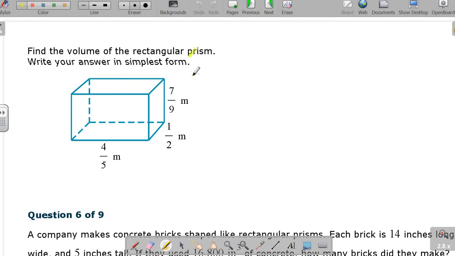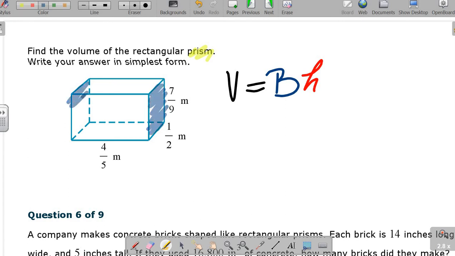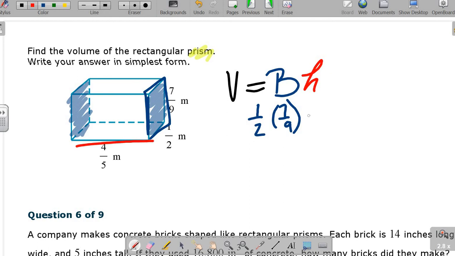Rectangular prism again. Volume equals base times height. Our bases would be the two congruent, parallel faces connected by nothing but rectangles. That would be your base. So it's length times width. So that's going to be 1/2 times 7/9. That's your base. Your height is 4/5.